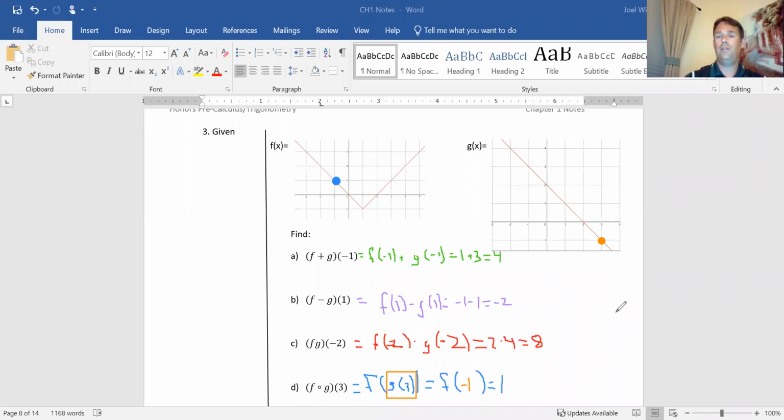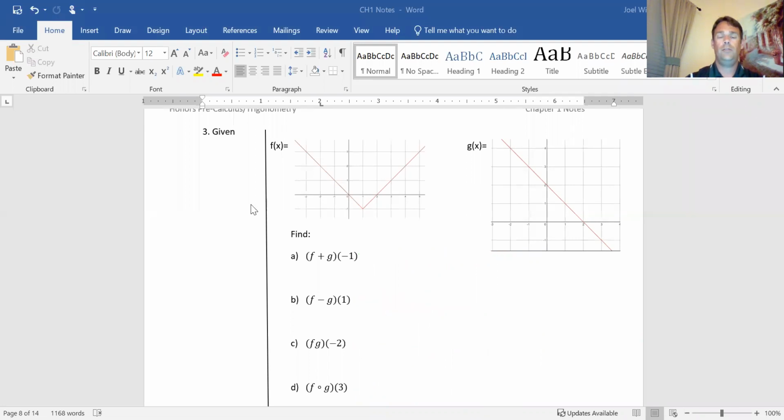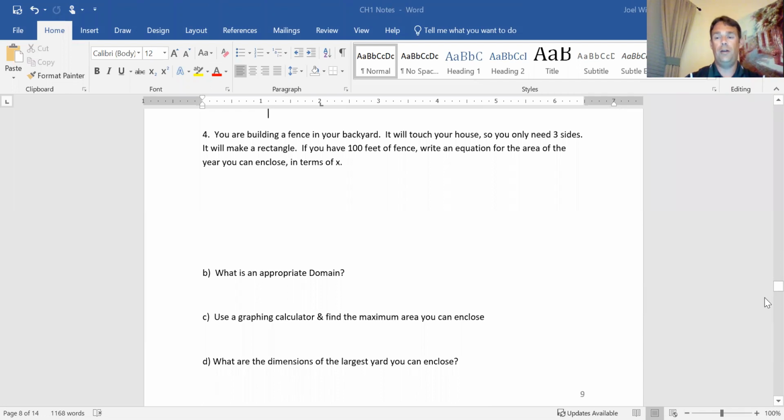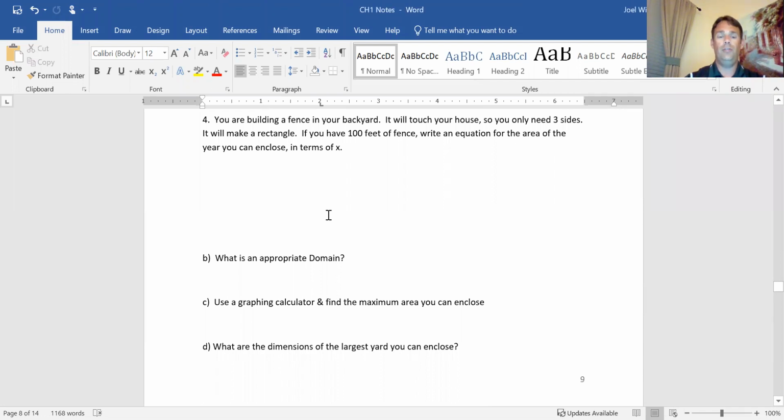All righty. Getting pretty close to the end here. Just got one more thing to look at. Let's go take a look at it. You're building a fence in your backyard. Now, we're told here to go ahead and use a graphing calculator. I don't think we need a graphing calculator. I think we'll be okay with that one. But let's see if we can't at least draw ourselves a picture of what we're looking at here.